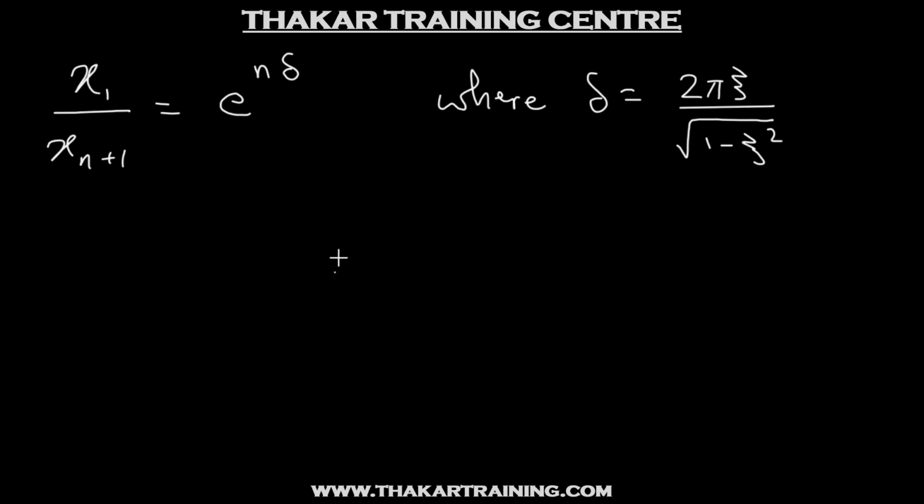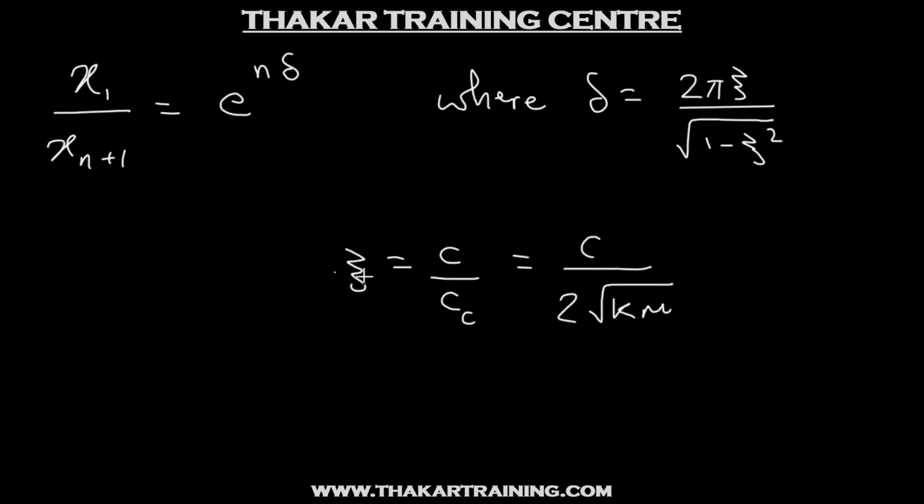And what was zeta? Zeta is nothing but C upon Cc that we have seen. What was Cc? Cc is twice under root Km. So once you know the value of zeta, you already know the value of K and M for the system. What you can do is find out the value of the damping coefficient. So this way you can use this logarithmic decrement to find out the damping coefficient of the system experimentally.